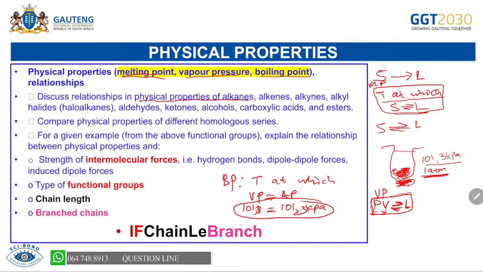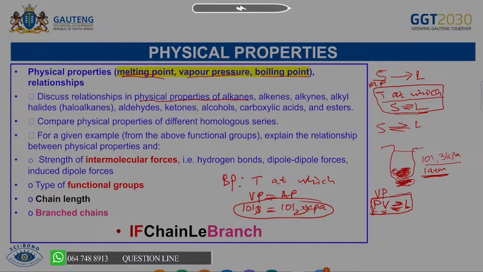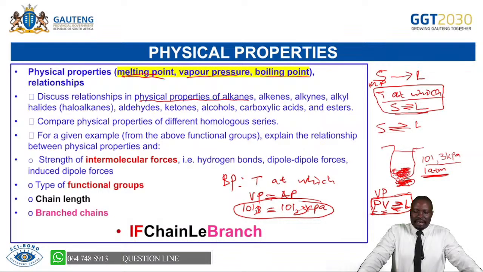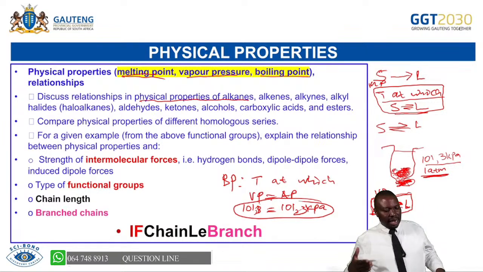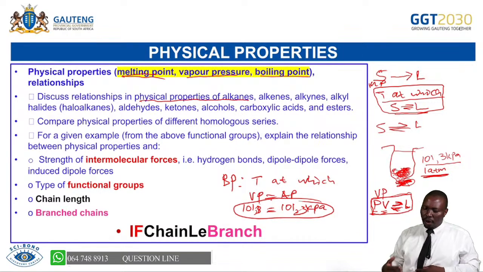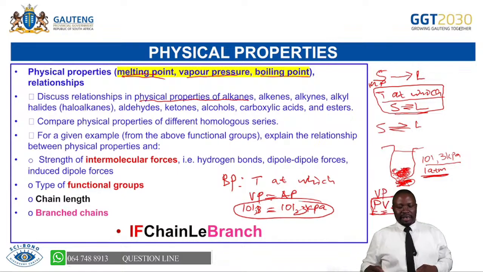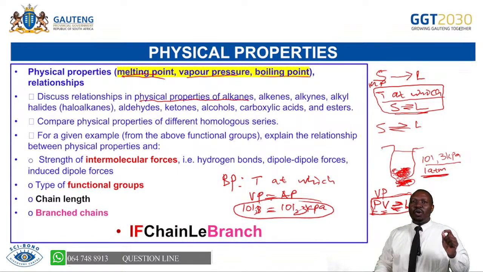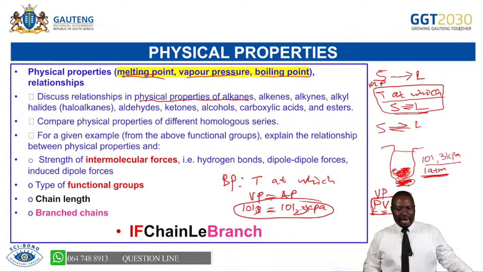Now, our focus in this section, we are going to discuss the relationship in physical properties of alkanes, alkenes, and alkynes. All the 9 homologous series, we are going to look at their physical properties. But mostly we'll be focusing on alkanes and the other ones, your questions will be alkanes, haloalkanes, aldehydes, ketones, alcohols, carboxylic acids, and esters. We don't have too many questions on physical properties based on alkenes and alkynes.